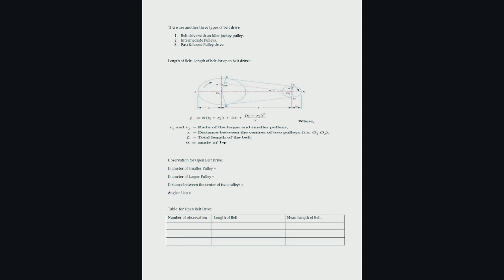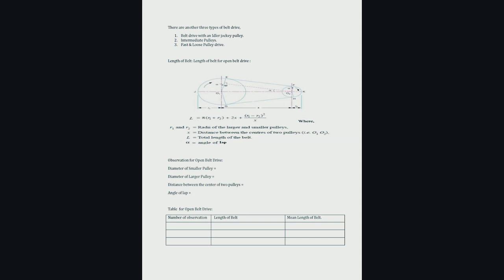Power transmission can be classified as follows. A. Flexible drive: 1. Belt drive. 2. Rope drive. 3. Chain drive. B. Contact drive: 1. Cam and follower drive. C. Mesh drive: 1. Gear drive. 2. Screw and nut drive.